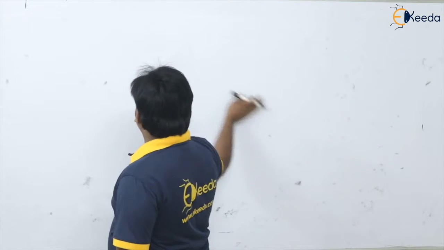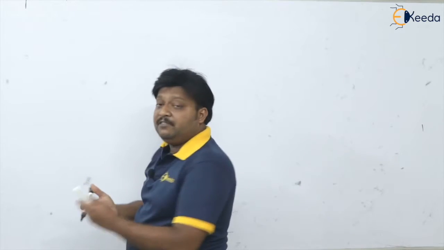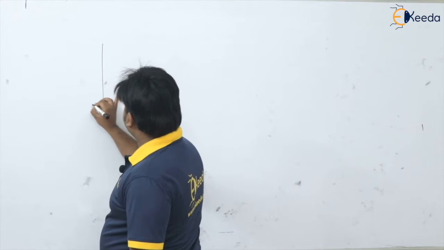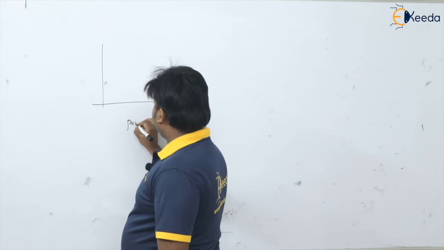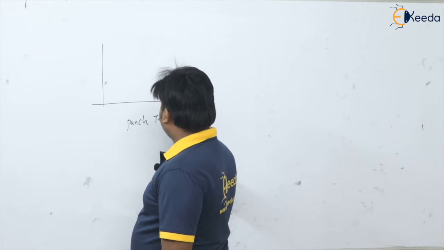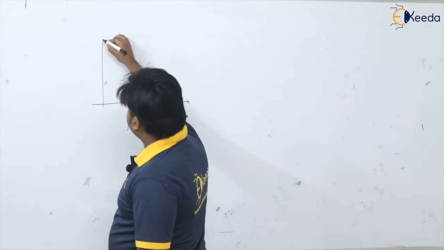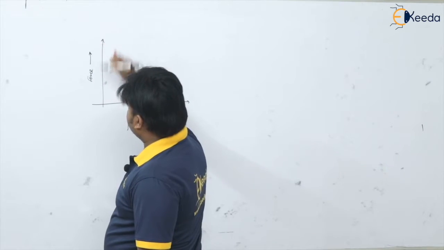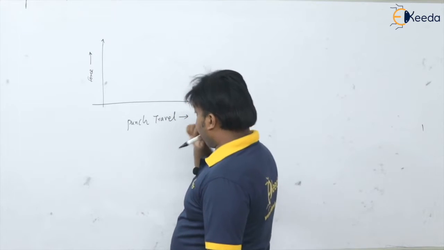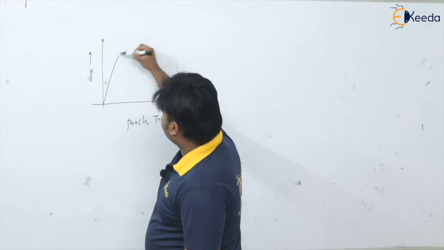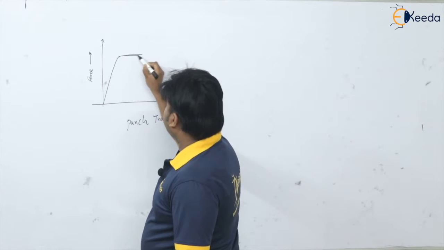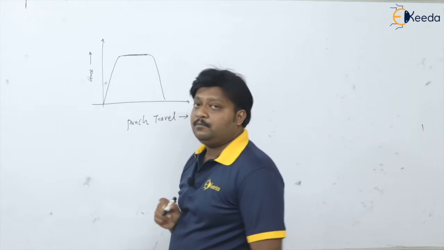So let us say this is also explained with the trapezium curve. This curve will show the punch travel here, and here will be the force. It is actually like this: the force increases to the maximum and it will complete the thickness of the plate, and then it will come down like that.